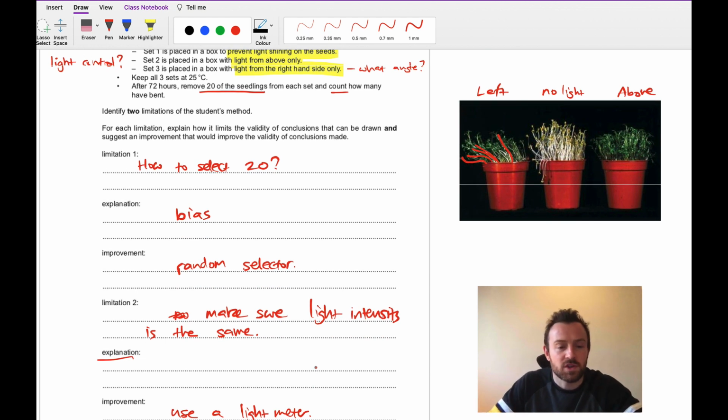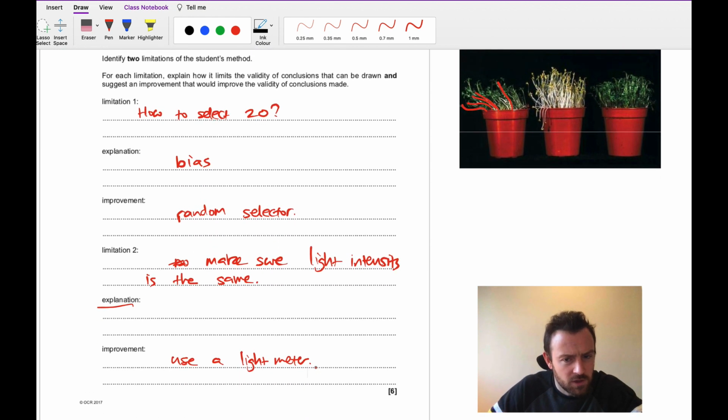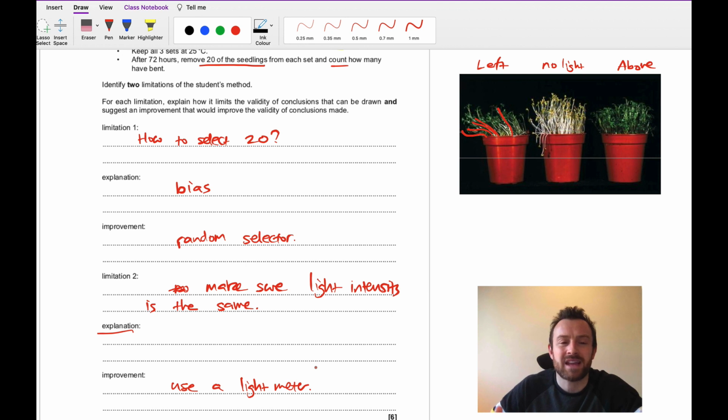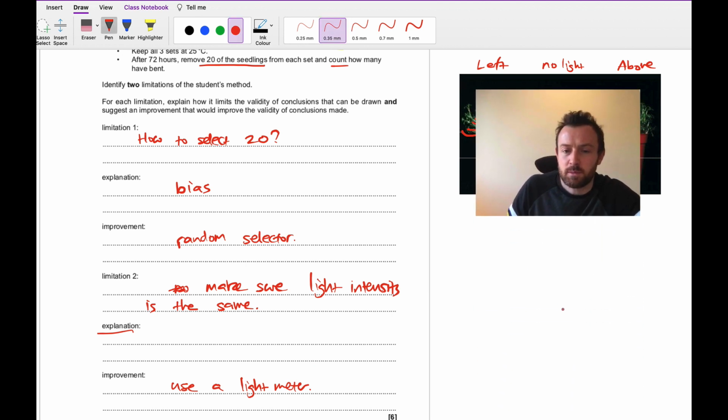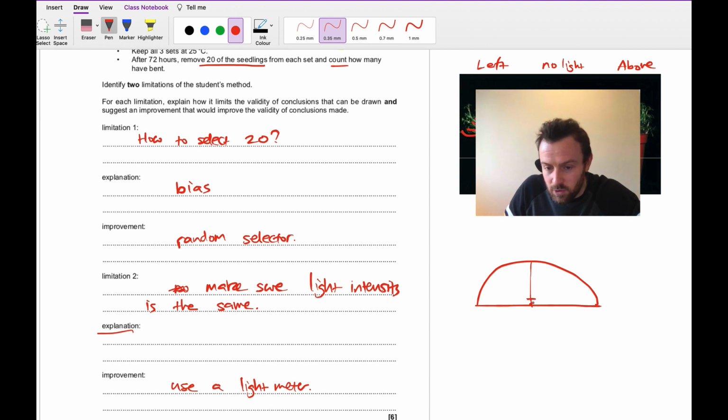Other ones, of course, another one which probably you could have said is no measure of the angle of bend. So I'd use a protractor. A protractor is something a little bit like this. It's got a little kind of X marks the spot there, doesn't it? And maybe if you just line it up, make sure your cress seedling's kind of behind it, and then you could use that to measure the angle, which maybe would be about 30 degrees of that seedling.